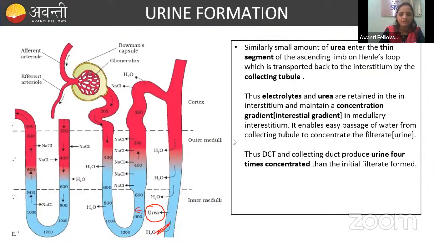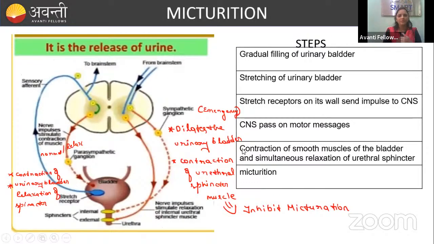So what will happen in the micturition process? The micturition process is nothing but the release of the urine, right? So how is this release of the urine going to happen? Let us see. When we are in the relaxed condition, we don't have any urgency, so we can go and urinate. At that time, see here, when we are in the relaxed condition, the urinary bladder is gradually filled, right?